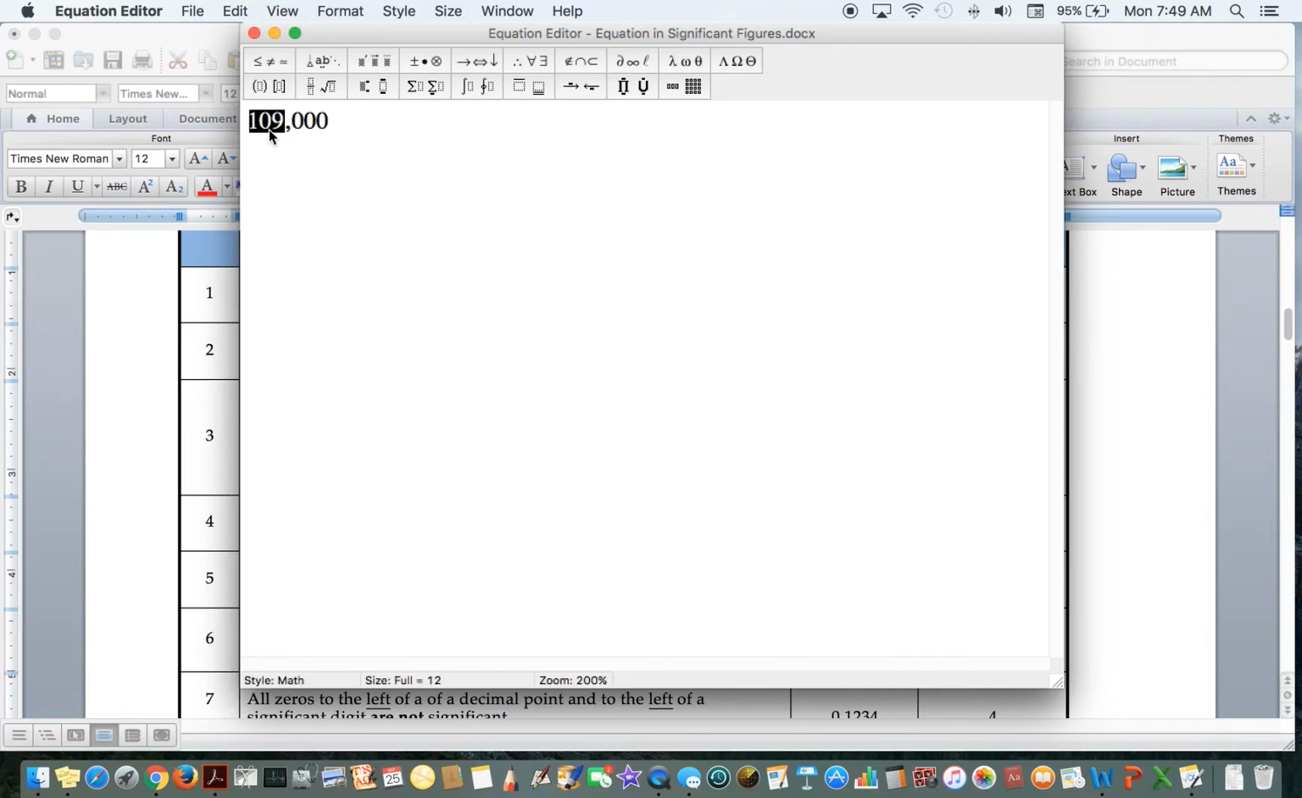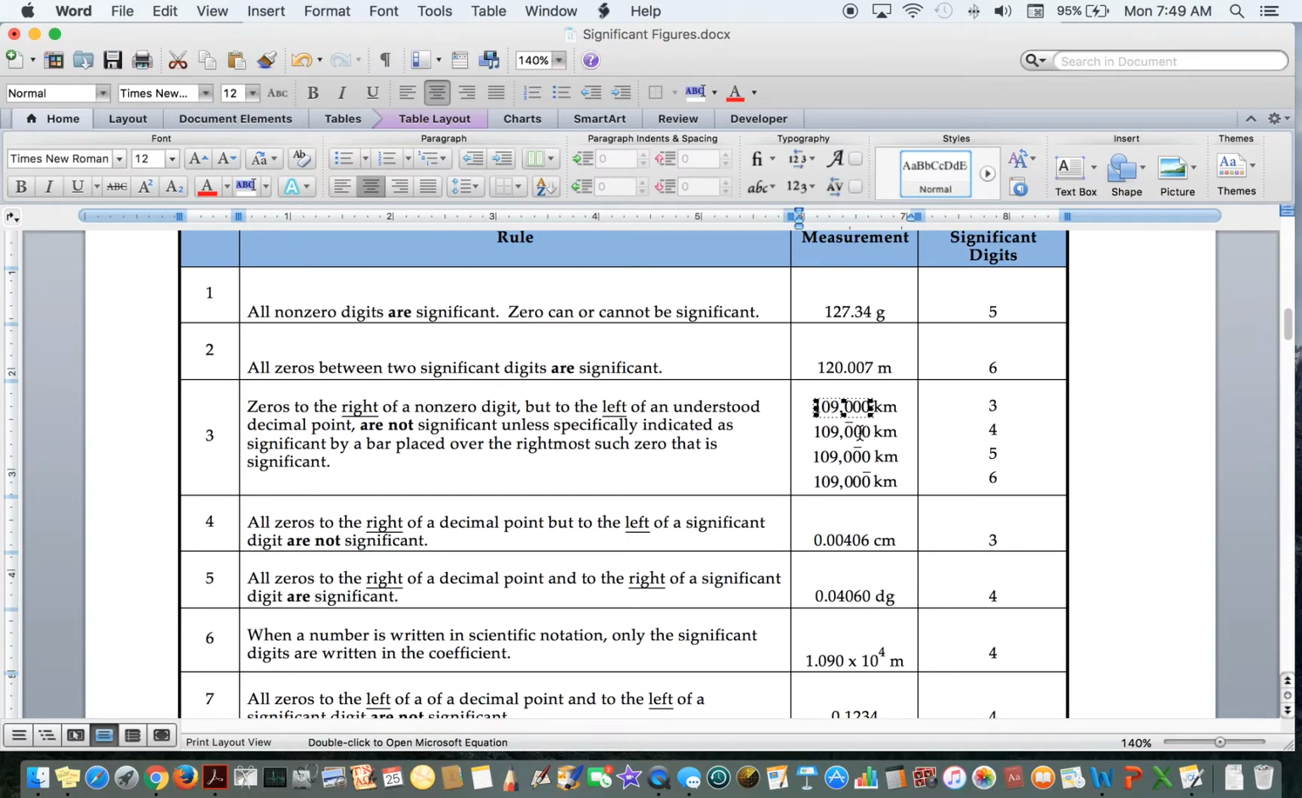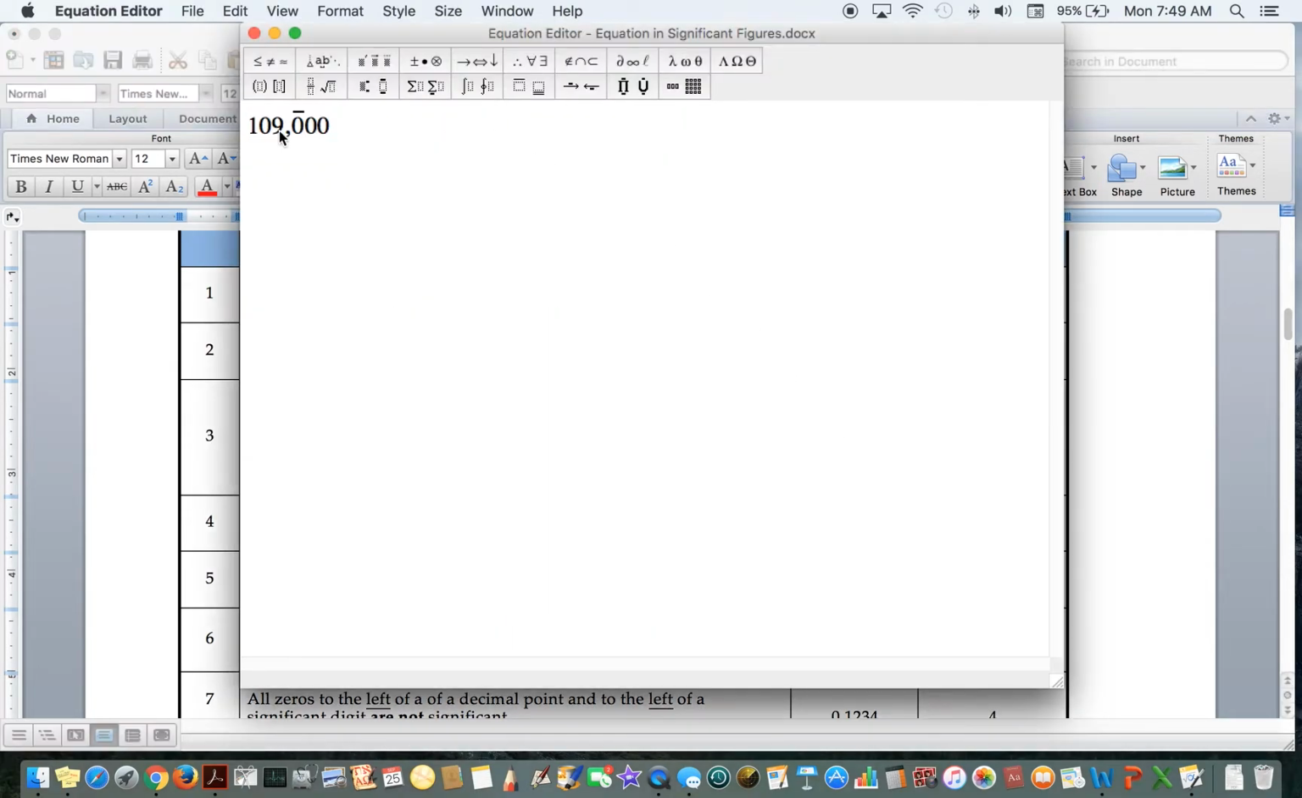So these 3 numbers have been measured. These 3 numbers are merely placeholders. If I remove those 3 numbers from the measurement, I no longer have 109,000, I have 109. Let's go to the next measurement, this particular one here. There are 4 significant figures in this.